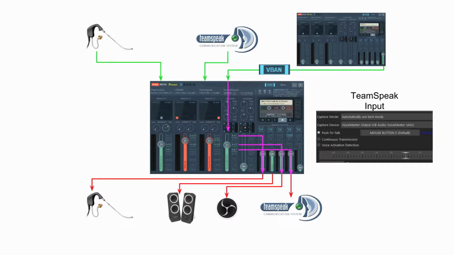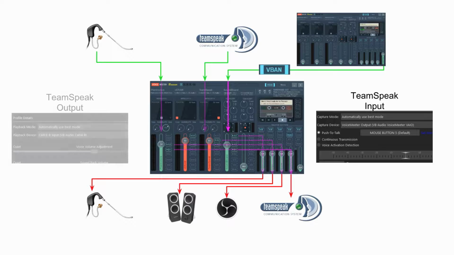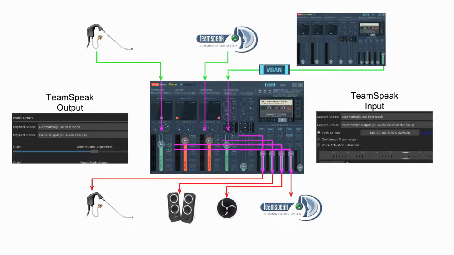TeamSpeak capture device is set to VoiceMeeter output, VB Audio VoiceMeeter Banana, output channel B1. And this is the full configuration.